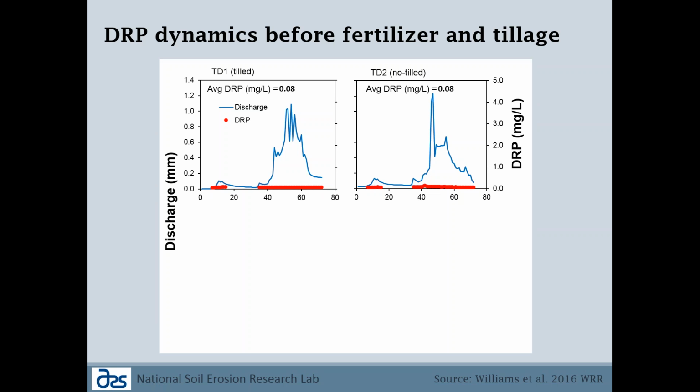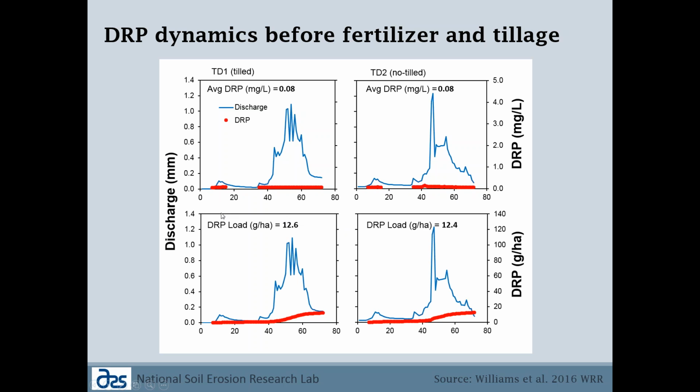So this is looking at the dissolved phosphorus dynamics before fertilizer and tillage. So this is under essentially baseline conditions, and both fields were managed the same for a long period of time. We see here the blue line is tile flow, and then the red lines are phosphorus concentrations. So we see that phosphorus concentrations were still above the critical threshold at 0.08 milligrams per liter, but they were still relatively low. We didn't see much of a response during the storm event.